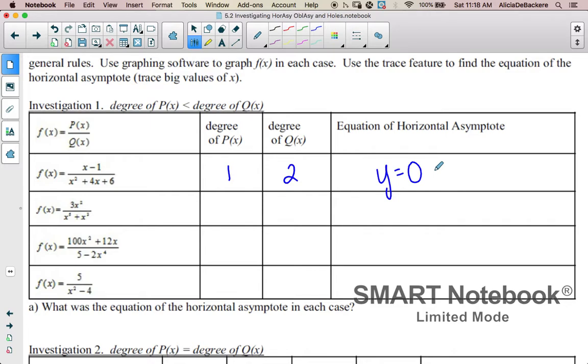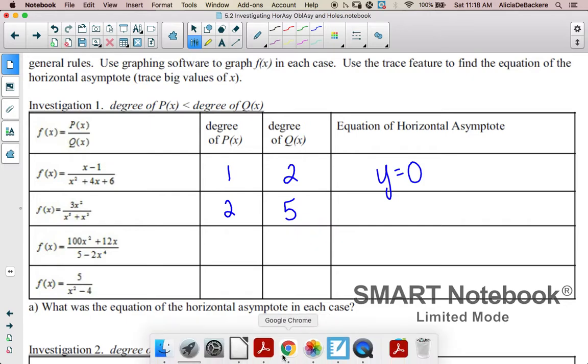All right, for our second example, hopefully you can read this on your sheet. It's 3x squared over x to the power of 5 plus x to the power of 3. So the degree of the top is 2 and the degree of the bottom is 5. Moving over to Desmos, you'll be able to see those numbers a little bit more clearly.